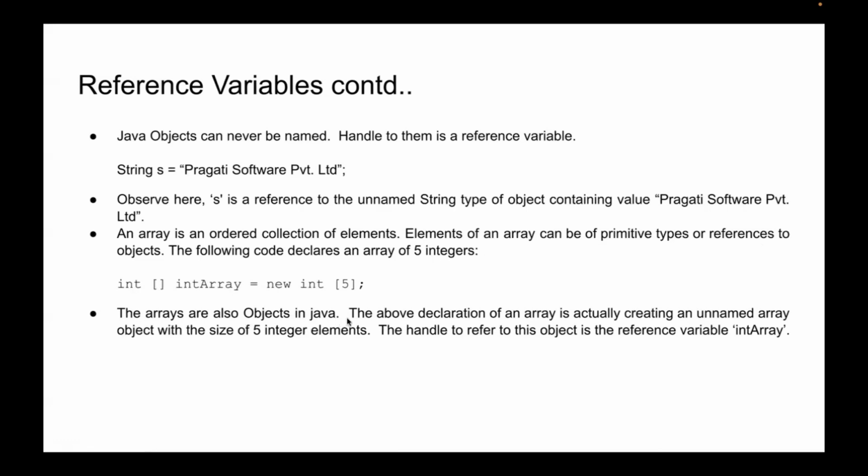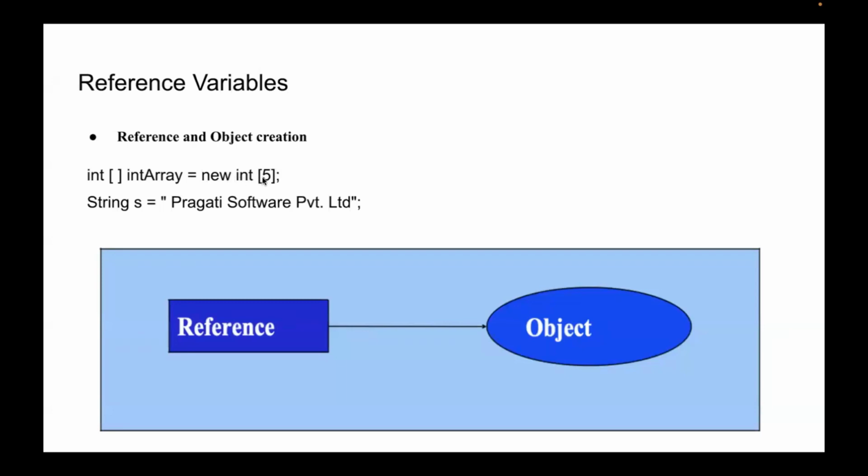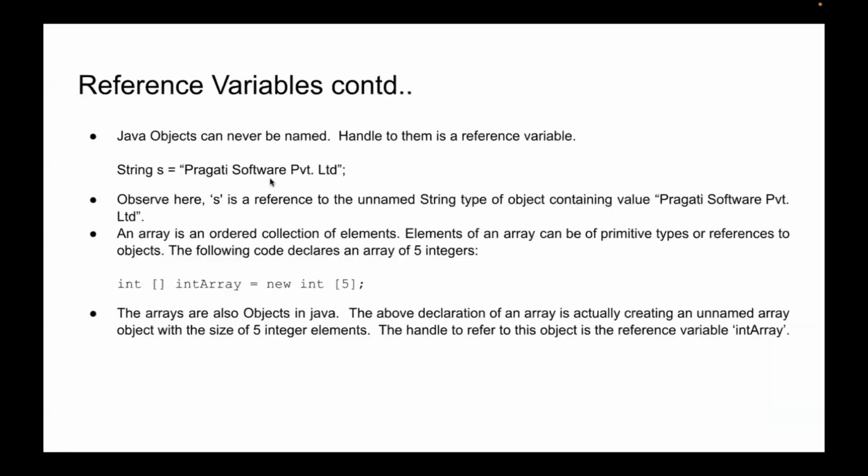The arrays are also objects in Java. So this we have already seen. When we use this new int, it creates an object. So the arrays are also objects in Java. The above declaration of an array is actually creating an unnamed array object with a size of 5 integer elements. The handle to refer to this object is the reference variable int array. We have already seen these things in the demo, so I'm moving forward.